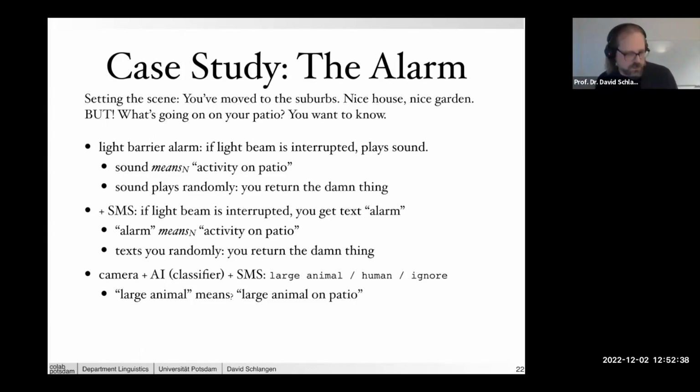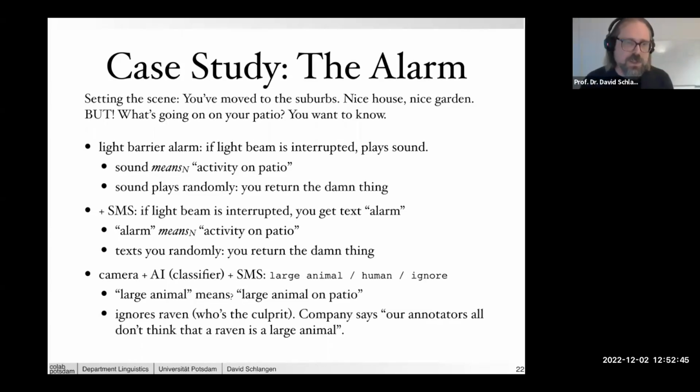And again, we can sort of try to push this further by developing intuitions. So let's assume that you look out, you see that there's a raven who is actually moving your furniture around, bad raven, but this thing didn't fire, right? So who do you complain to? What are your grounds for complaining now? The company goes back to the training set, and they go, oh, no, our annotators all think a raven is not a large animal. They have annotated images of ravens, and they have not annotated them as large animals, so you're wrong. And you're probably a little bit unsatisfied there. So you're still not quite sure how this is telling you useful information.